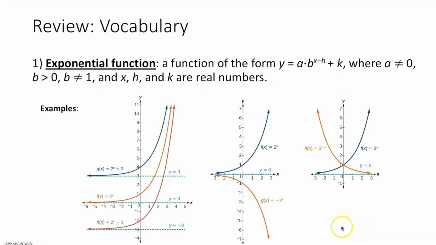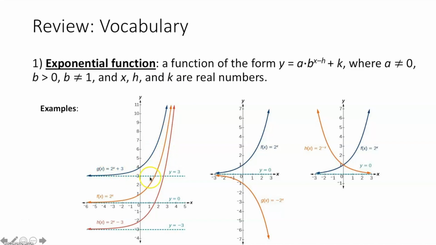First thing we're going to do is review exponential functions. So an exponential function is a function of the form y equals a times b to the x minus h plus k, where a is not equal to 0, b is greater than 0, b is not equal to 1, and x, h, and k are real numbers. So here we have some examples of graphs of exponential functions.